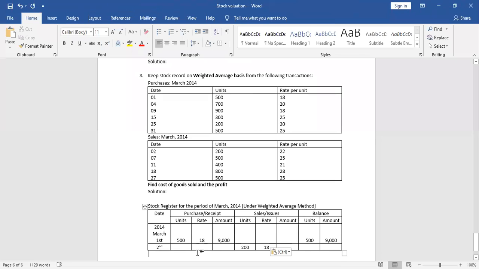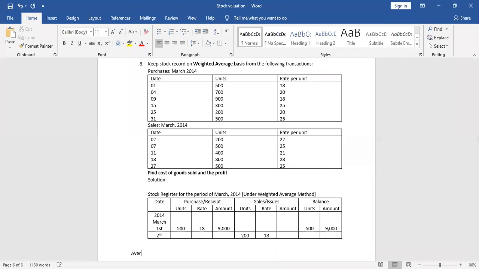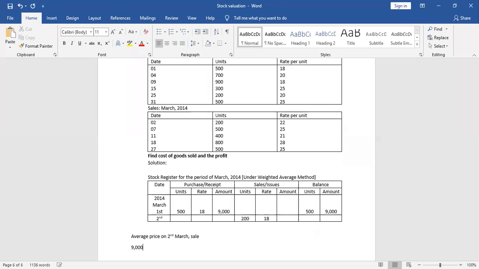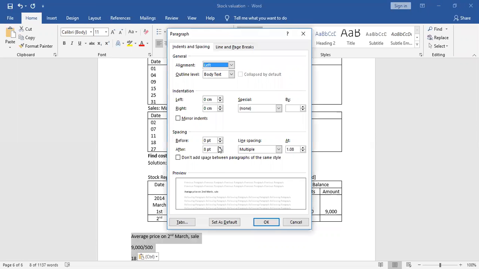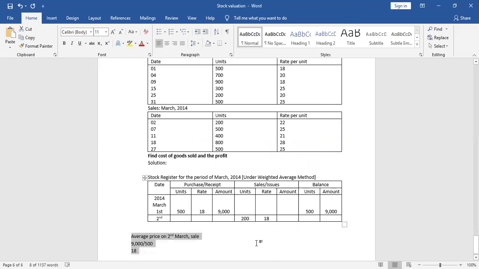How did we get this 18? If you want, I can show in the working. Average price on 2nd March sale. How did we get it? 9,000 divided by 500, we got 18 rupees. This is how we got the 18 rupees. If anyone is confused about where this 18 came from, we got it when we divided the amount by the units.